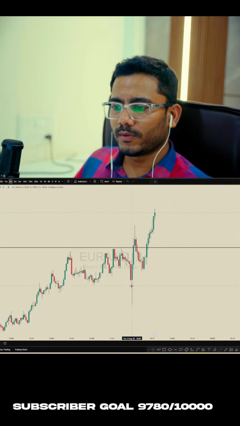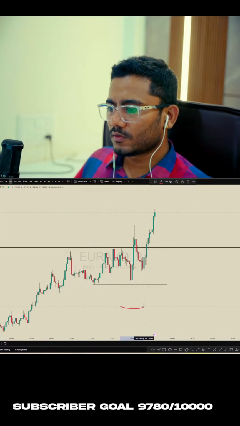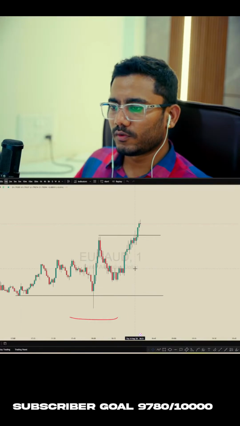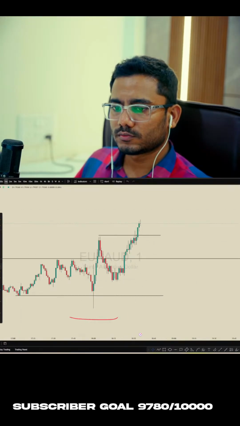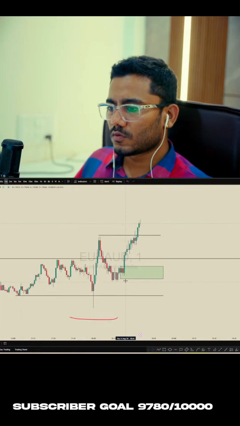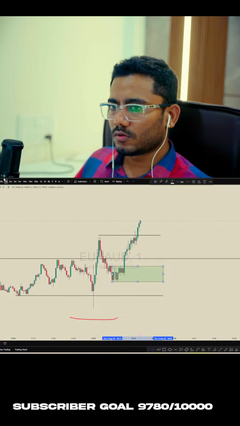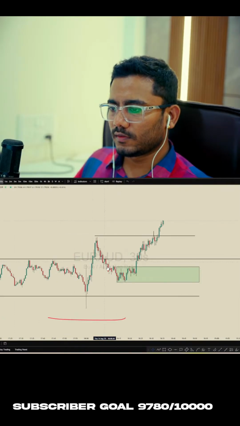So this is the liquidity sweep. Inducement, we have a new strong low. Again, there is the structure break. If you look at 1 minute, we have this order block. Let's go to 30 seconds. So this is the order block.